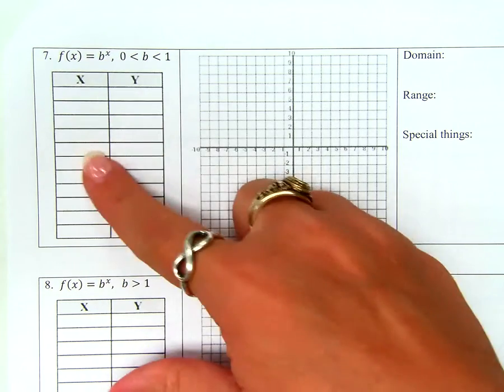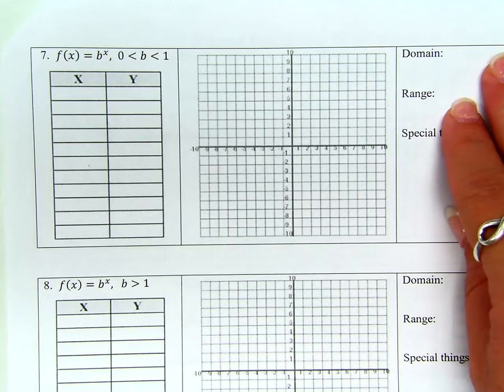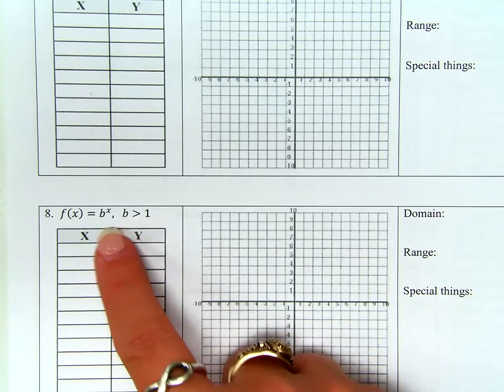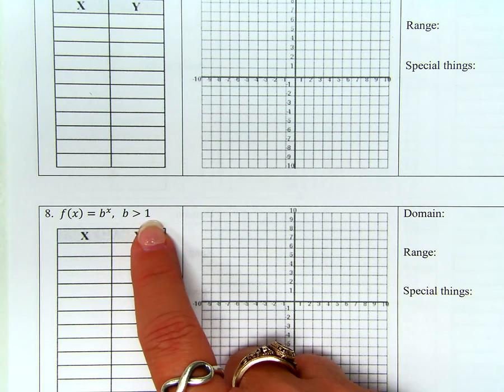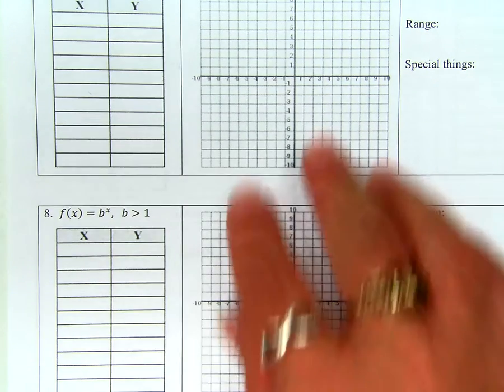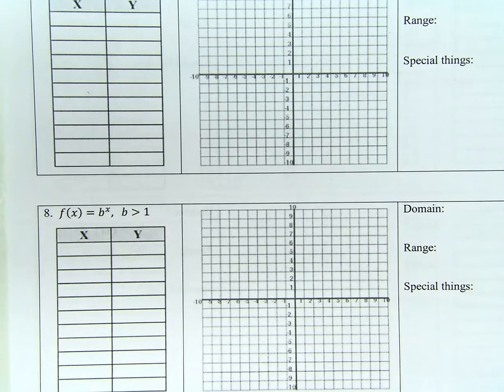Okay, so if we choose a fraction between 0 and 1, and we're talking about number 7, we're going to get one table and one graph and one domain and range. But if we choose a b value that is greater than 1, do you think that will be the same, or do you think that will be different? Hopefully, since you realize there's two different graphs, it might be different. Okay, so let's look at number 7.